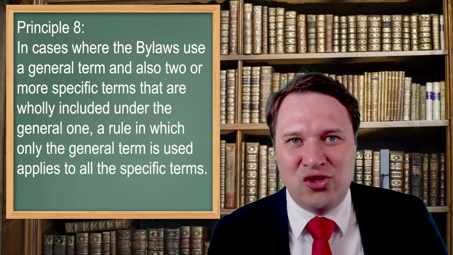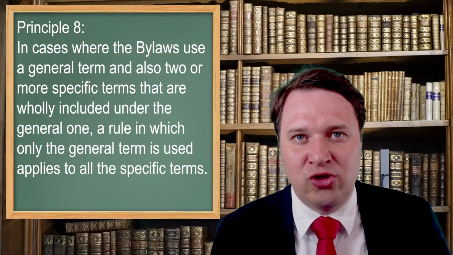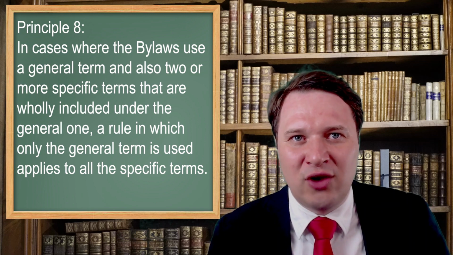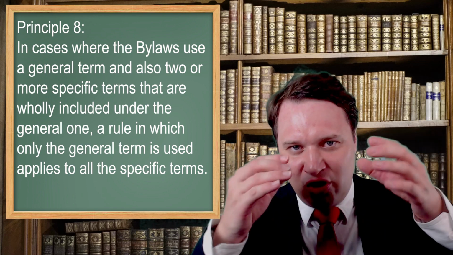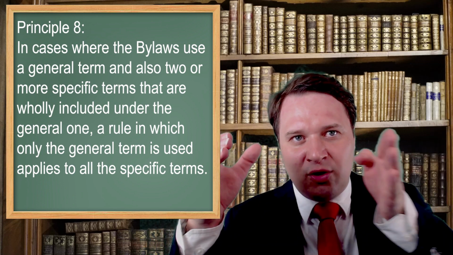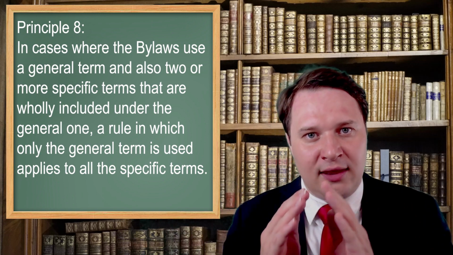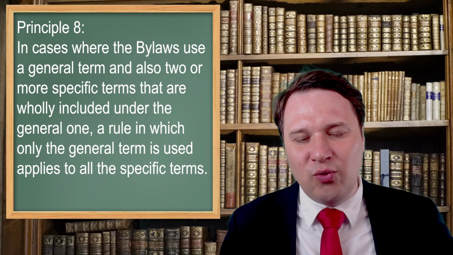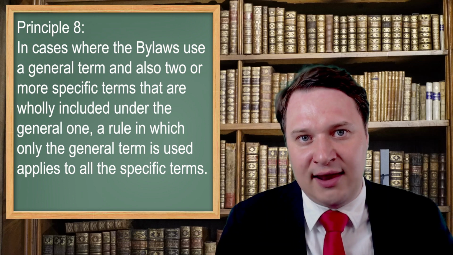We finally arrived to the 8th principle of bylaws interpretation, and it's what I like to call the trickle-down effect. Let's take a look. In cases where the bylaws use a general term and also 2 or more specific terms that are wholly included under the general one, a rule in which only the general term is used also applies to the specific terms. So if you have a general category of something, and within that category there are outlined some specific subcategories, and maybe those different subcategories have their own rules, well, any rule that applies to the general category will trickle down to all of the specific categories as well.